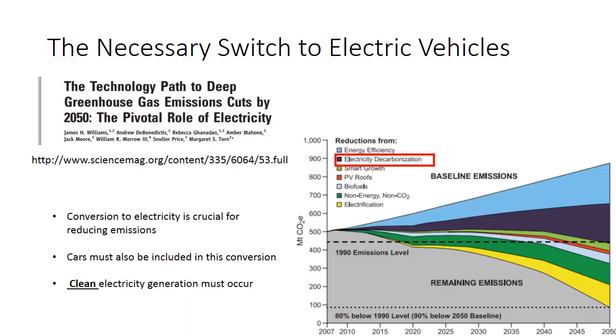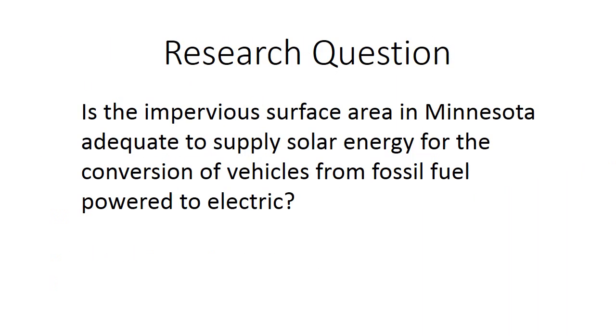The electrification of vehicles must include cars and your general transportation vehicles, as well as other things, but this generation of electricity for these electric vehicles must be clean in order to truly meet these emission reductions. But in order to power our electric vehicles, we must come up with some sort of energy source in order to do so. Which brings me to my research question. Is the impervious surface area in Minnesota adequate to supply solar energy for the conversion of vehicles from fossil fuel powered to electric?